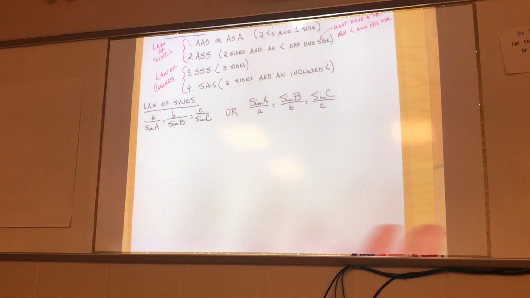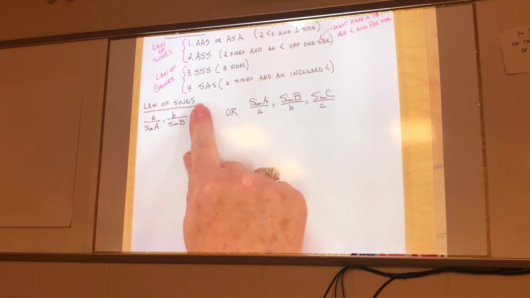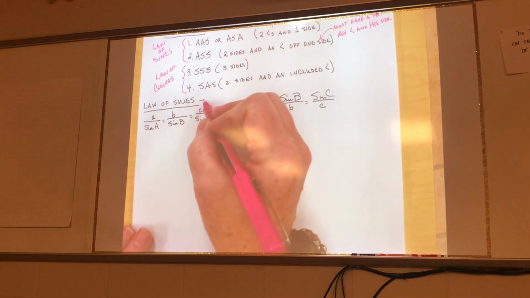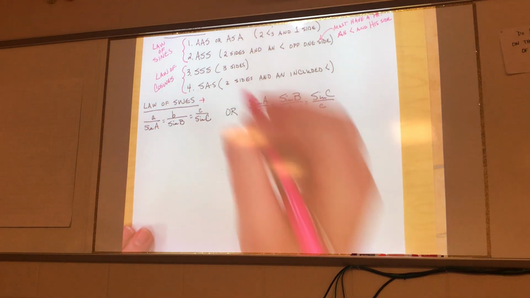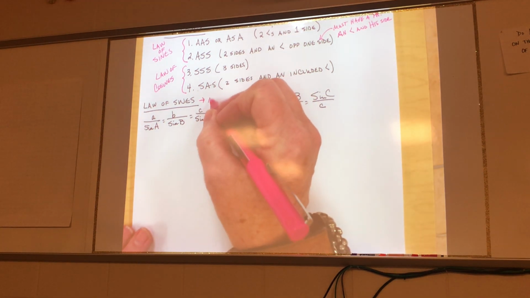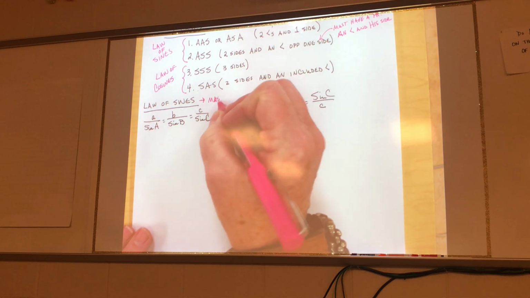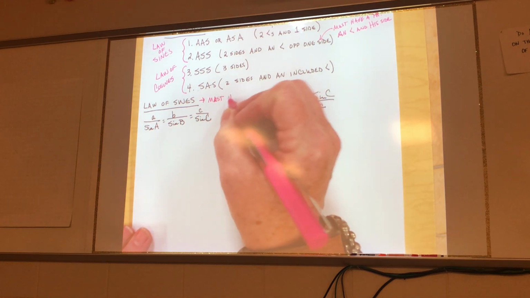Now obviously you are not going to use 3 fractions set equal to each other. You're just gonna use 2, and it'll look like a proportion, okay? How do you solve a proportion? Cross multiply. So we're gonna work one of those, okay? Are you ready? Now, let me make this plain and clear. In order to use law of sines, you must have a pair.